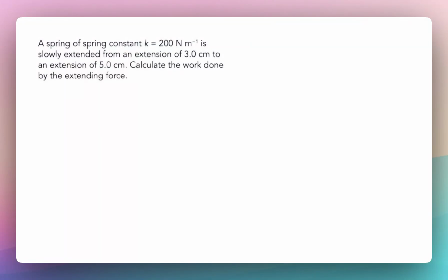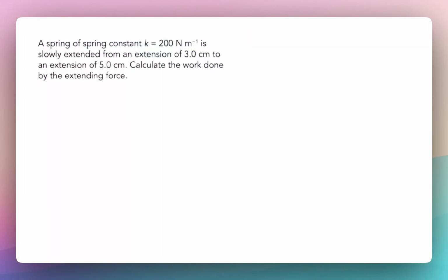So now we switch to elastic potential energy and how the work getting done actually gets stored into elastic potential energy or gravitational potential energy. Now this question concerns basically the elastic potential energy which is getting stored in a spring, right? So let's look at the question.